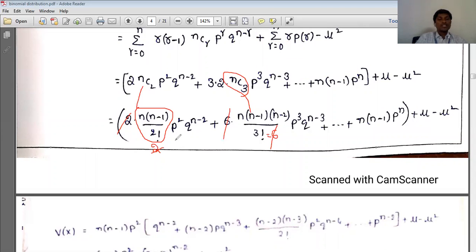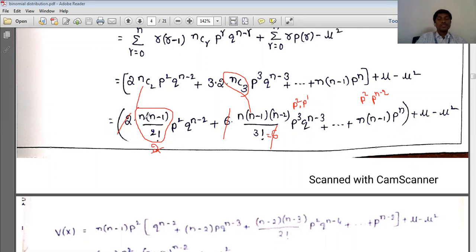And what about the remaining? n into n minus 1 p square q power n minus 2, n into n minus 1 into n minus 2 p cube q power n minus 3. So p cube, how can you write this one? p square into p. Can you write that one or not? p square into p. Okay, and in the same way p power n we can write as p square into p power n minus 2, using a power m into a power n is a power m plus n. If you write it, 2 minus 2 cancel, p power n as it is.